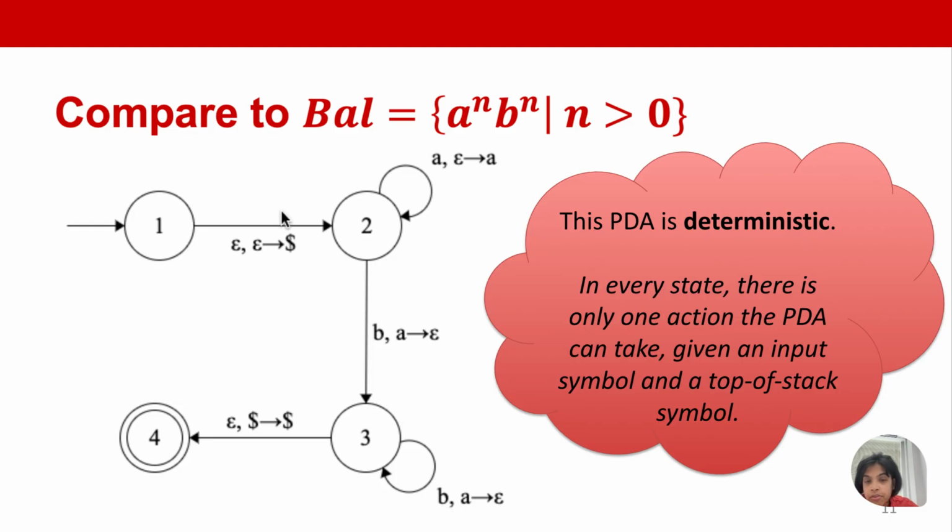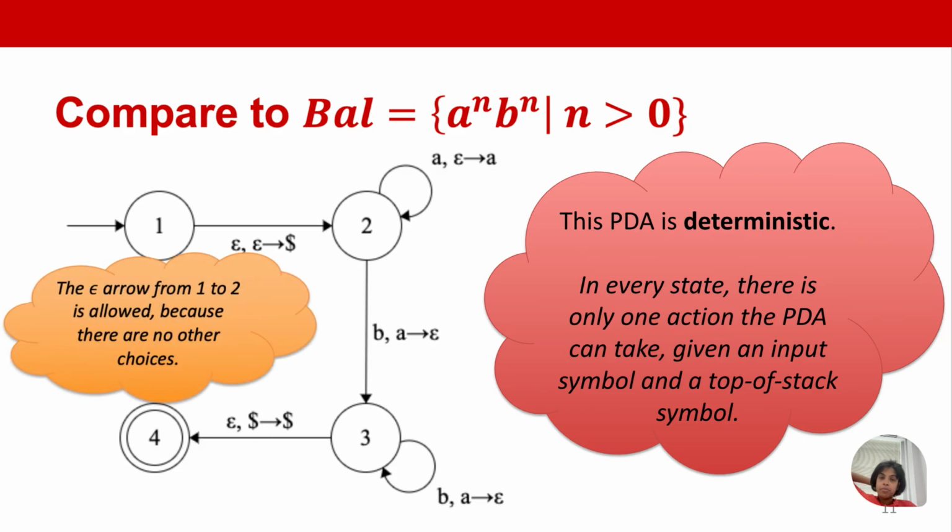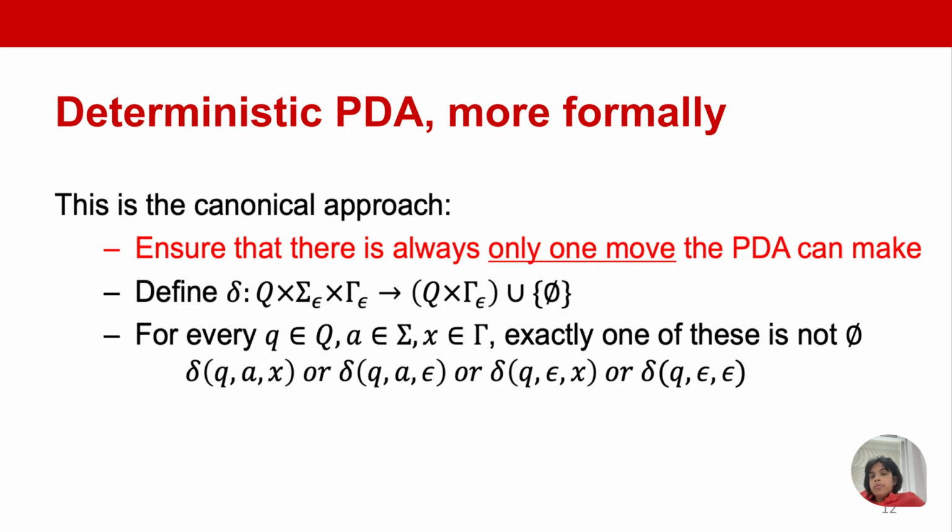It is okay to have epsilon transitions here because the point is that there's only one thing you can do from 1 to 2. And then from 3 to 4, it has to be that the top symbol is a $ sign. So the epsilon arrow from 1 to 2 is allowed because there's literally no other choices. So with the deterministic pushdown automata, weirdly, you can have an epsilon arrow as long as it's the only thing that you could actually do.